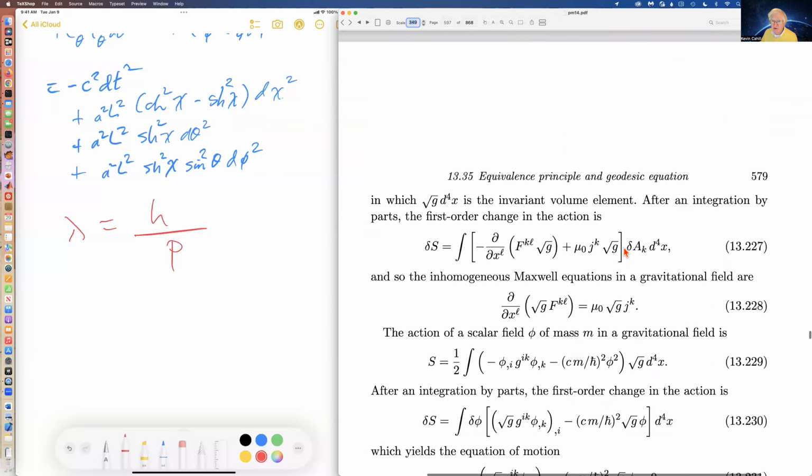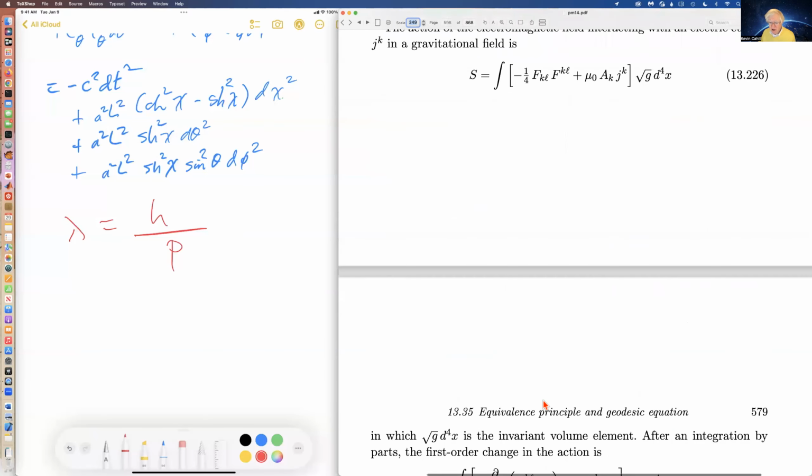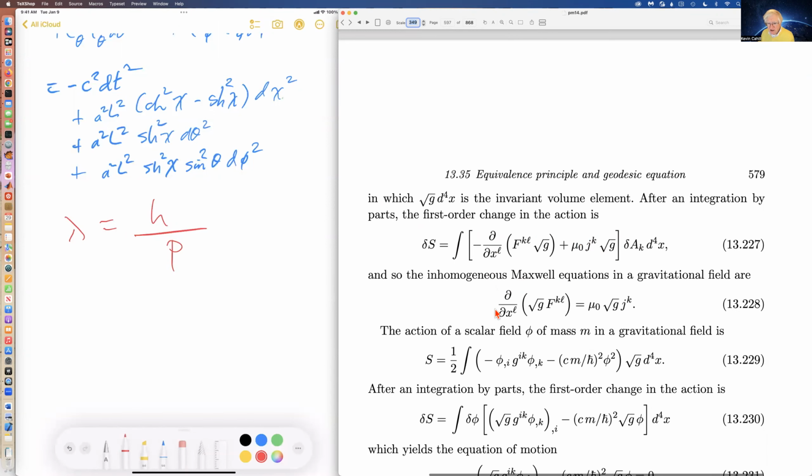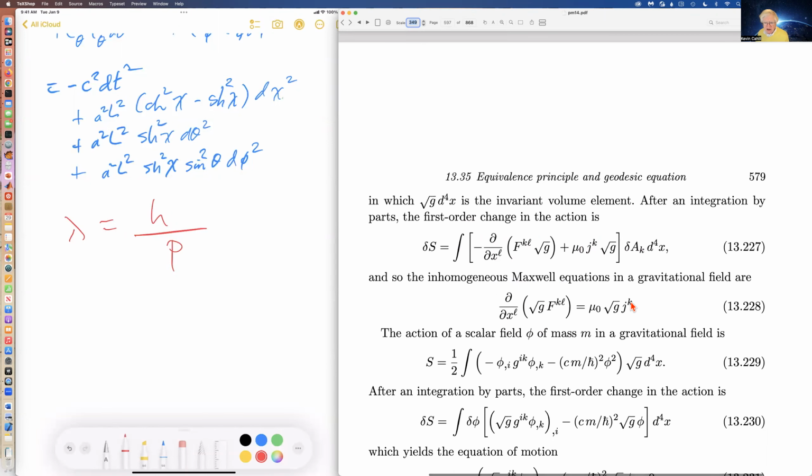And if you now apply the principle of least action to this expression, well, what do you get? You get the derivative of this with respect to x times the change in the action, plus j^k times the change in the action. And so this altogether gives us this expression here, a sort of divergence of square root of g times F is j^k.